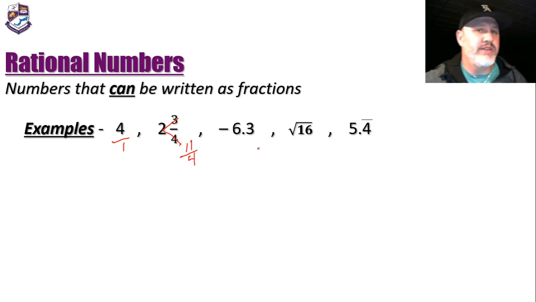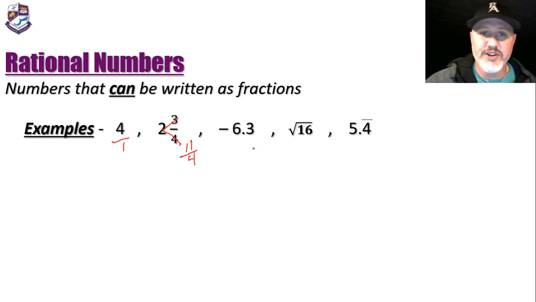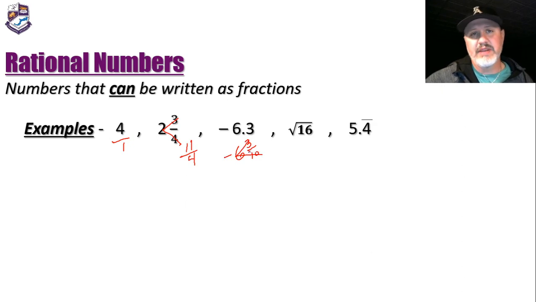And -6.3, right? We did a lot of conversion charts, converting between fractions, decimals, and percents. And we could definitely write that as a fraction, right? So I could say -6 3/10. And then I could just do what I did over here. Just make it into an improper fraction. 6 times 10 is 60, plus 3 is 63/10. And there's your rational number. It can be written as a fraction.